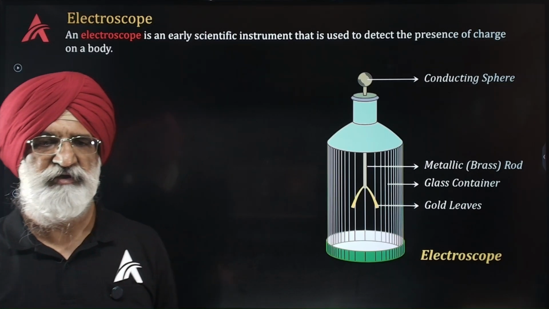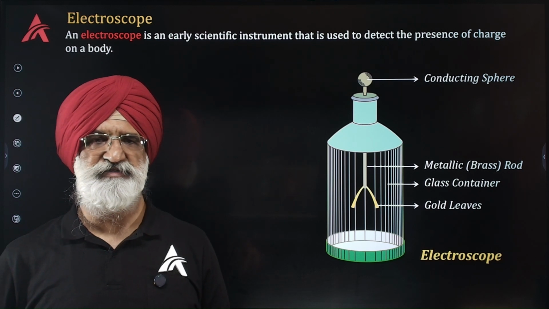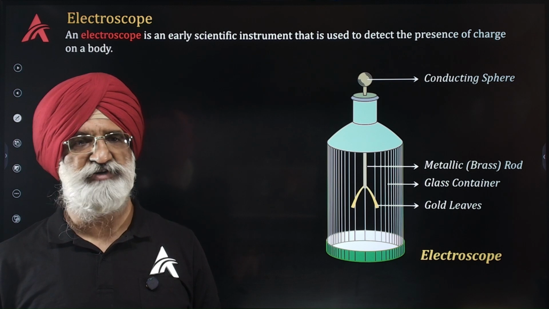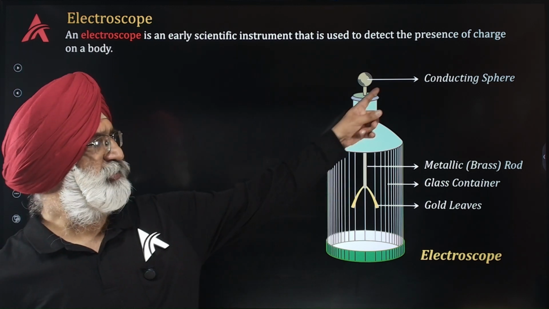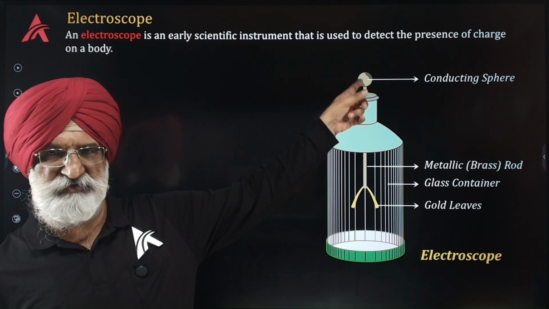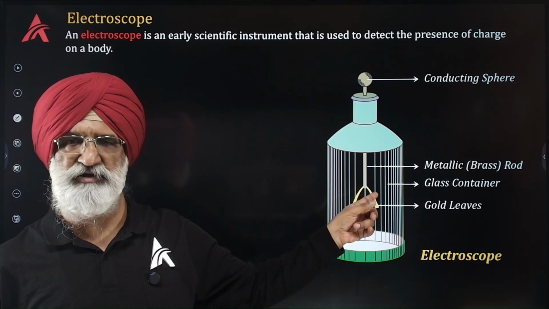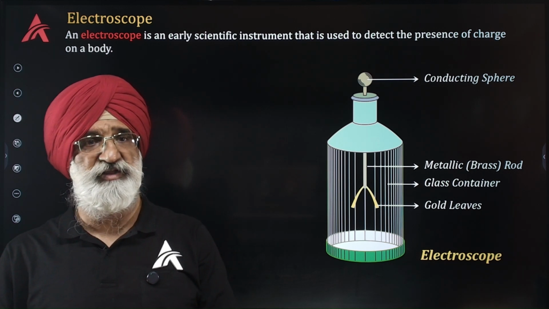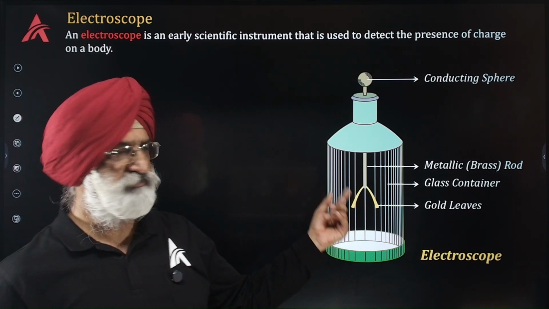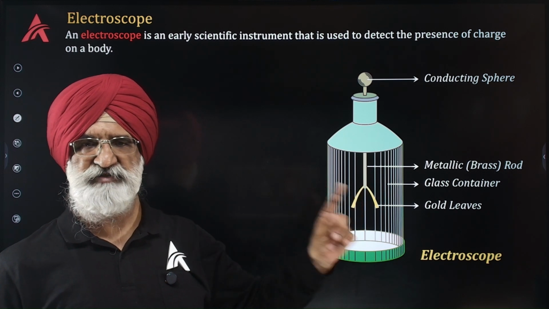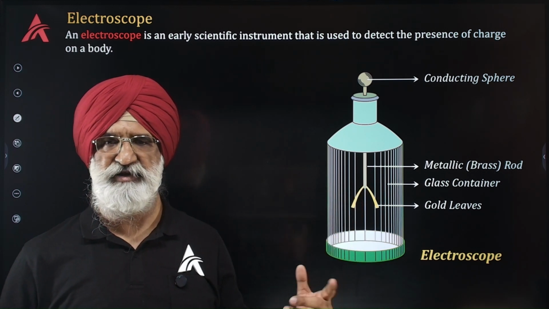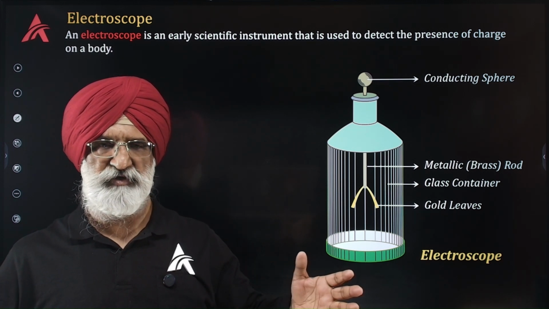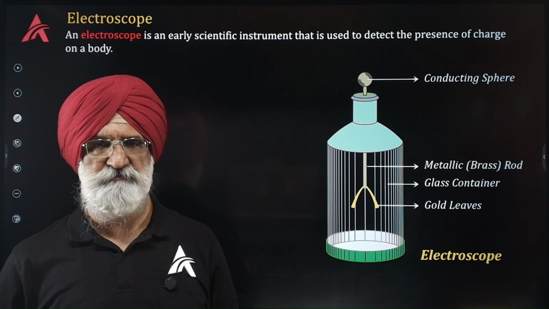Electroscope. Electroscope is an early scientific instrument that is used to detect the presence of charge on a body. It is made up of a conducting sphere which is attached to a metallic brass rod, and at the rear end of the metallic brass rod there are gold leaves. The gold leaves along with the brass rod are enclosed in a glass container, or we can call it a glass bottle, so that the air will not disturb these leaves.